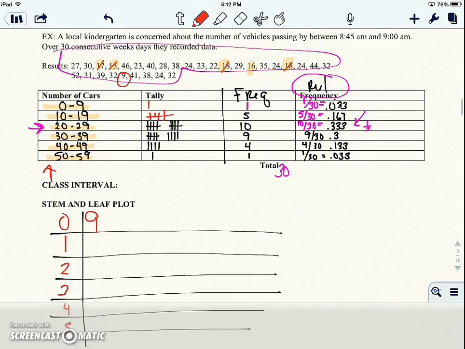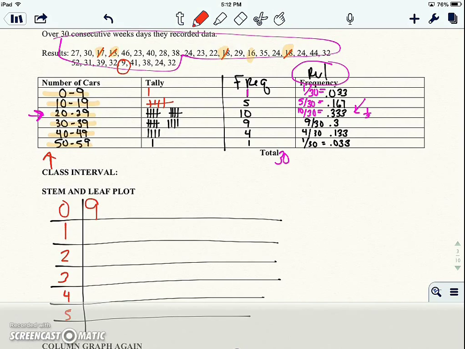So we write them in order, the lowest one being 15. Then we had two 16s, right? Or one 16, 15, a 16, a 17, and two 18s. And you go ahead and do that for the rest of the data.